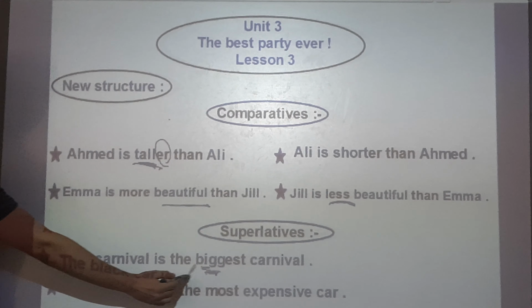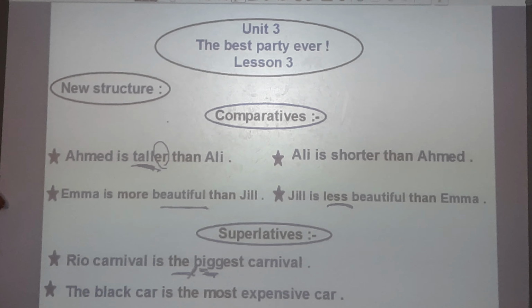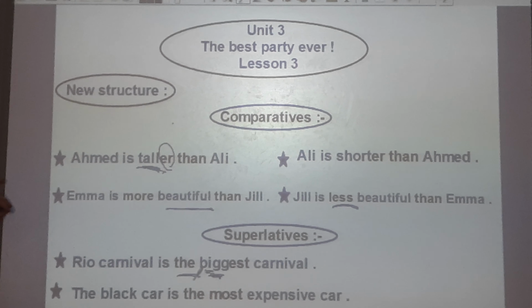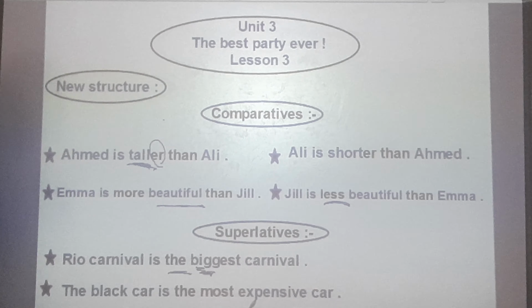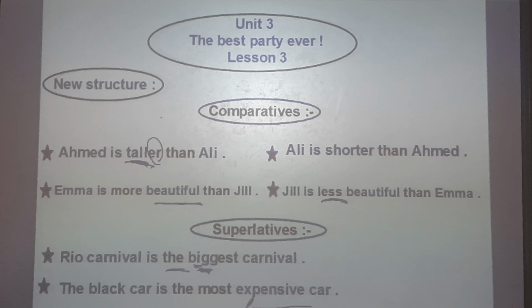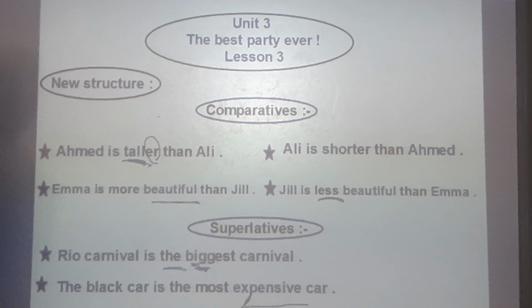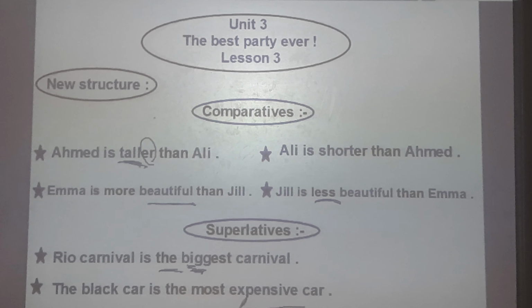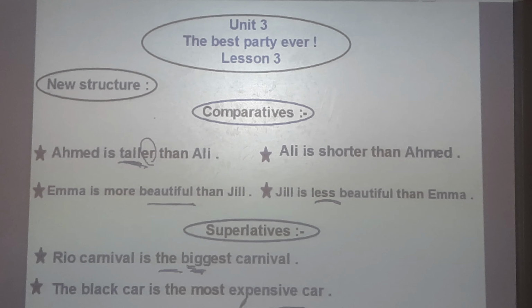Here we put the before the adjective and est to the adjective because big is a short adjective. The black car is the most expensive car. Here the adjective consists of two or more syllables, so we are going to put the most before the adjective. Again, if the adjective consists of one syllable, we put est to our adjective. And if the adjective consists of two or more syllables, we put the most before the adjective. Like, Rio Carnival is the biggest carnival, the black car is the most expensive car.